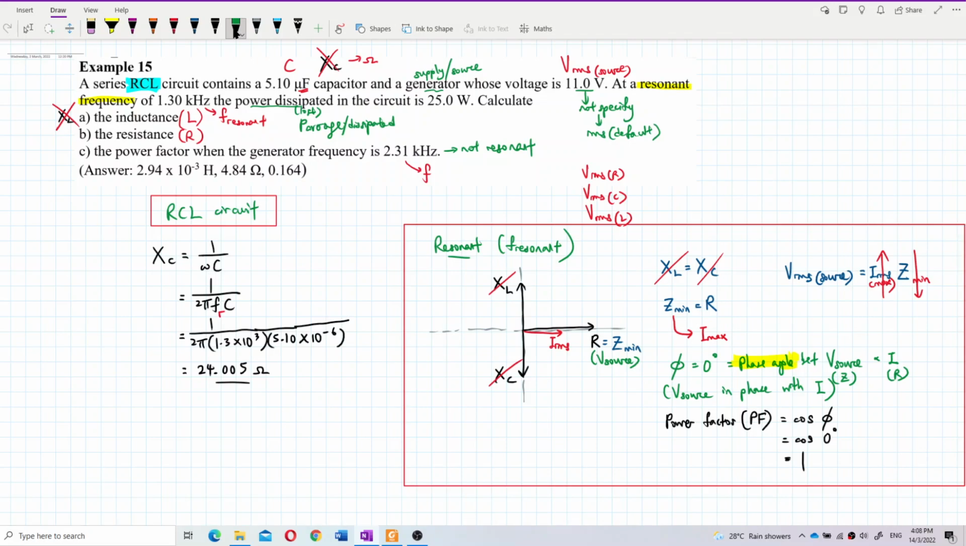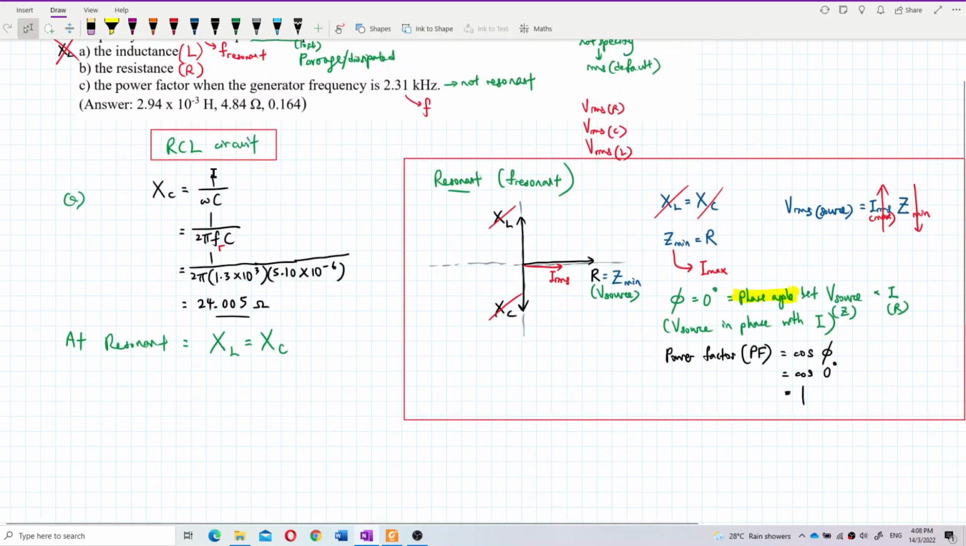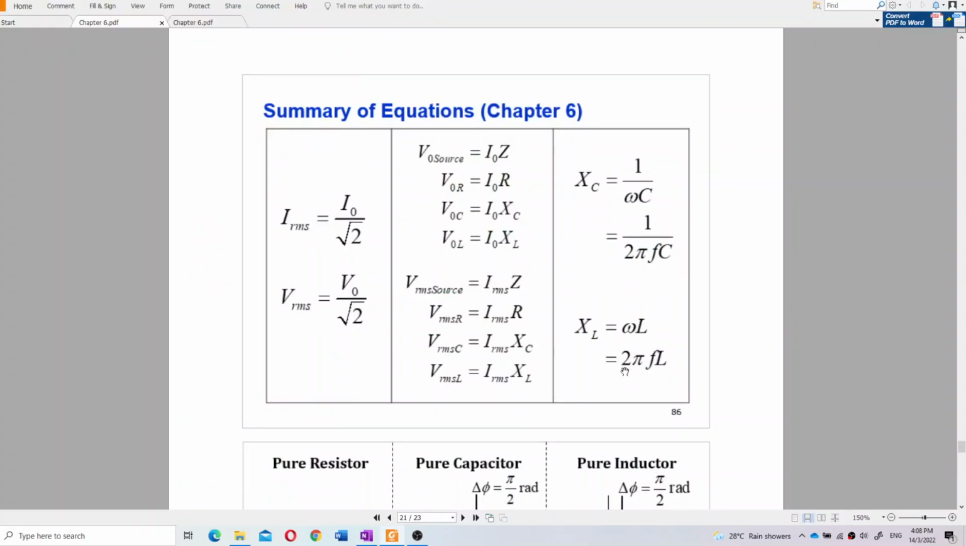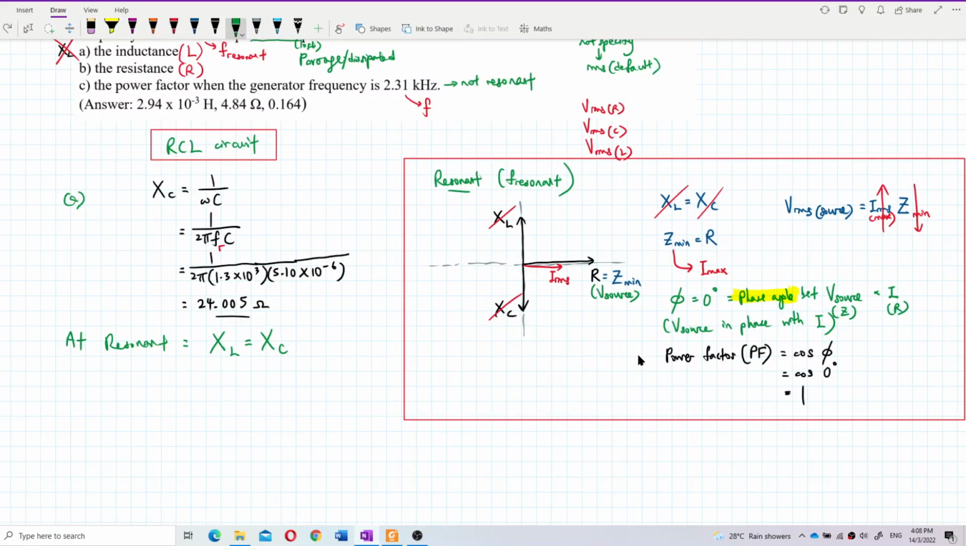So okay, let me write. Question A. At resonant, XL equals XC. I already got the XC value. XC value is 1 over omega C, which is 24.005. What is the formula for XL? The formula for XL is omega L. XC formula is 1 over omega C. Omega is 2 pi F, so XL is 2 pi FL, and XC is 1 over 2 pi FC.